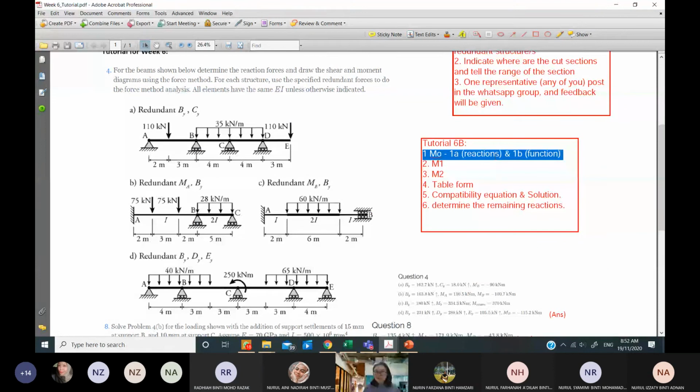Doctor, what is that? 2I? When you want to use the compatibility equation, you write integration over EI, right? Yes. So for this section AB, there is one I only. And for this BC, it means that it is double the size of this AB. Oh, okay. Thank you, doctor.